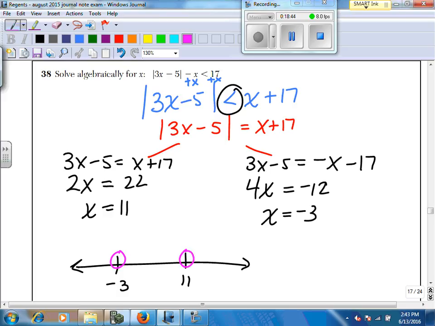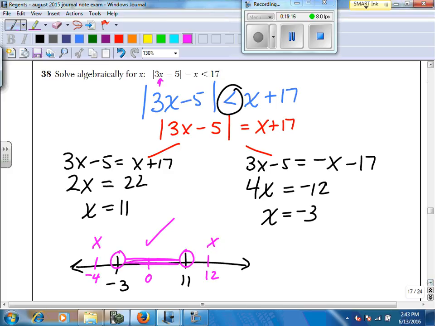And then we need to test values. Always do your test points back into your original. One of the easiest numbers to test will be a 0. 3 times 0 is 0. Minus 5 is negative 5. Absolute value is 5. 5 minus 0 is 5, and that is less than 17. So we're definitely going to shade here. When you try to test something like 12 in here, it doesn't work, and negative 4 also doesn't work. So we're only going to shade right there.